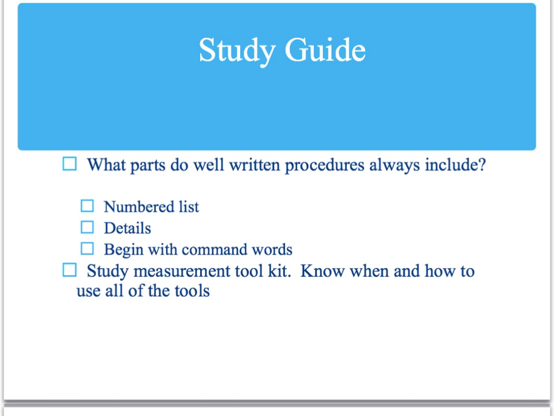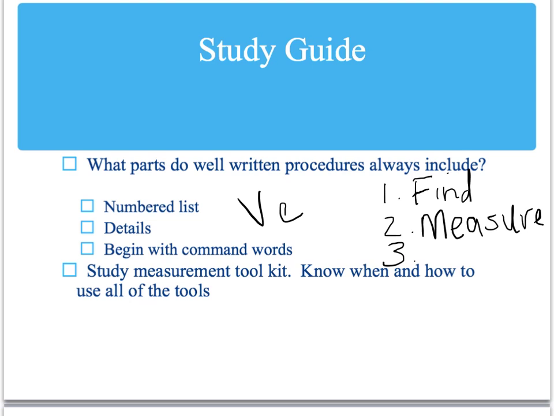What parts do well-written procedures always include? First of all, they always have a numbered list. 1 period, 2 period, 3 period. They're going to be detailed. Reminder, you need to tell. If you say, pour pop in a cup, you have to tell how much, 50 milliliters. What are we doing? And it needs to begin with command words. So, find, measure, and so on. So basically, we're looking for that first word to be a verb.